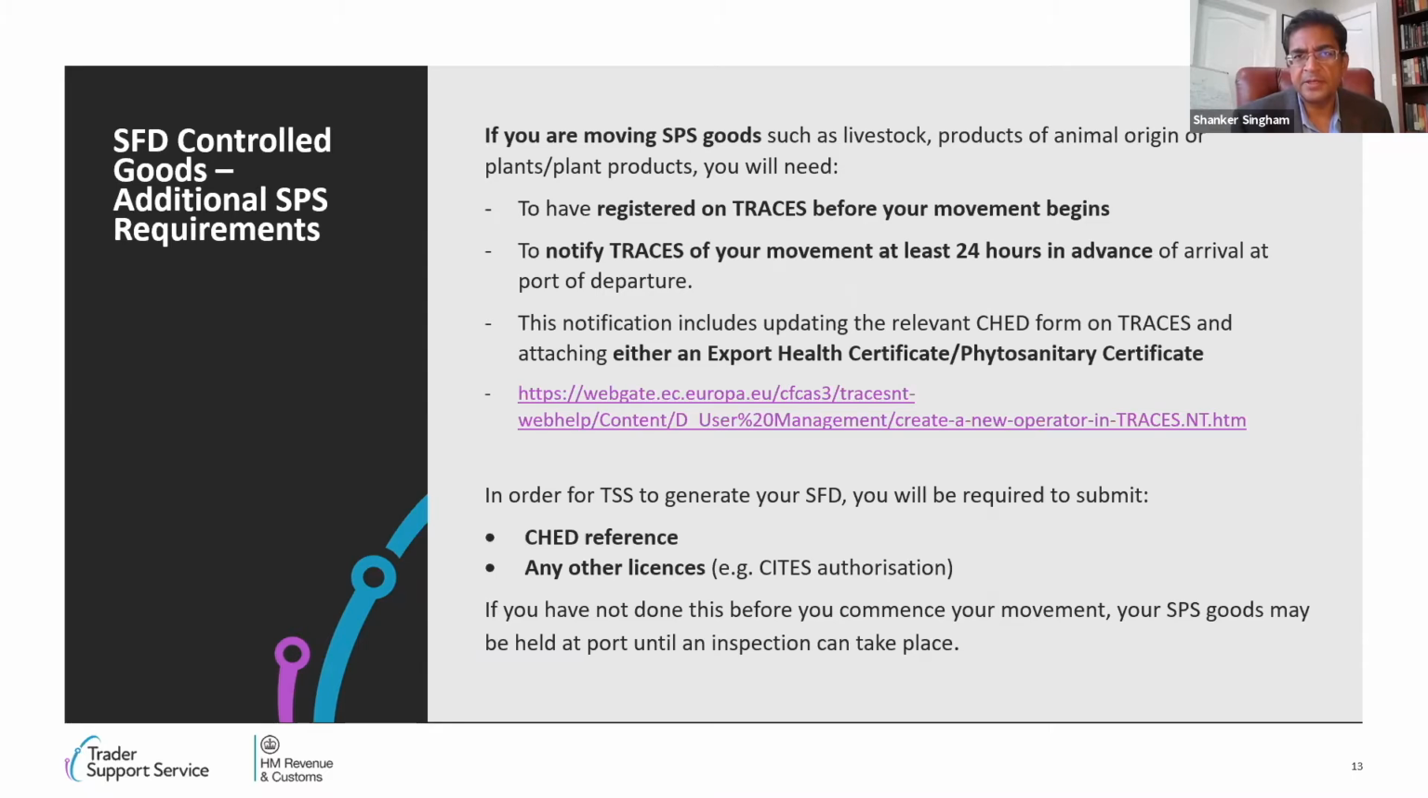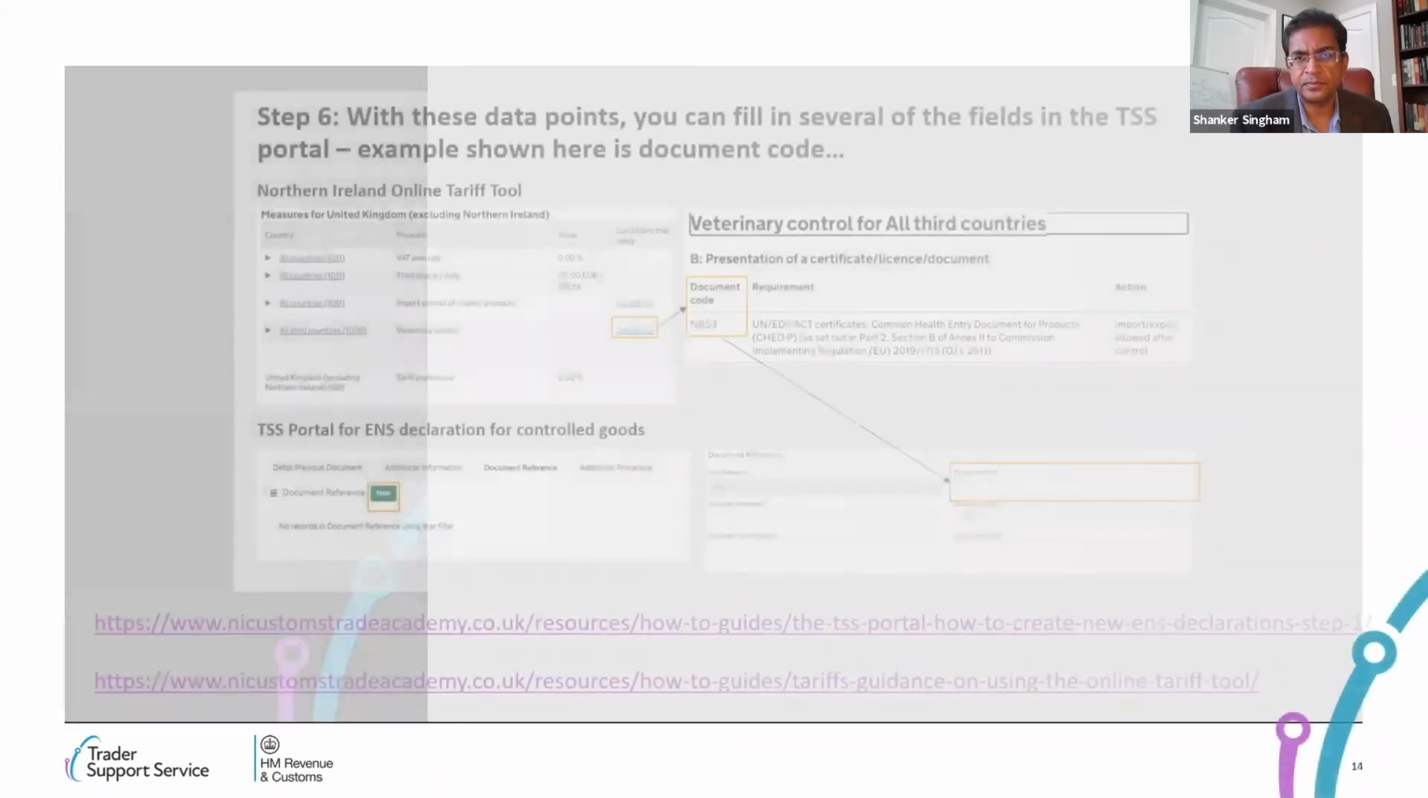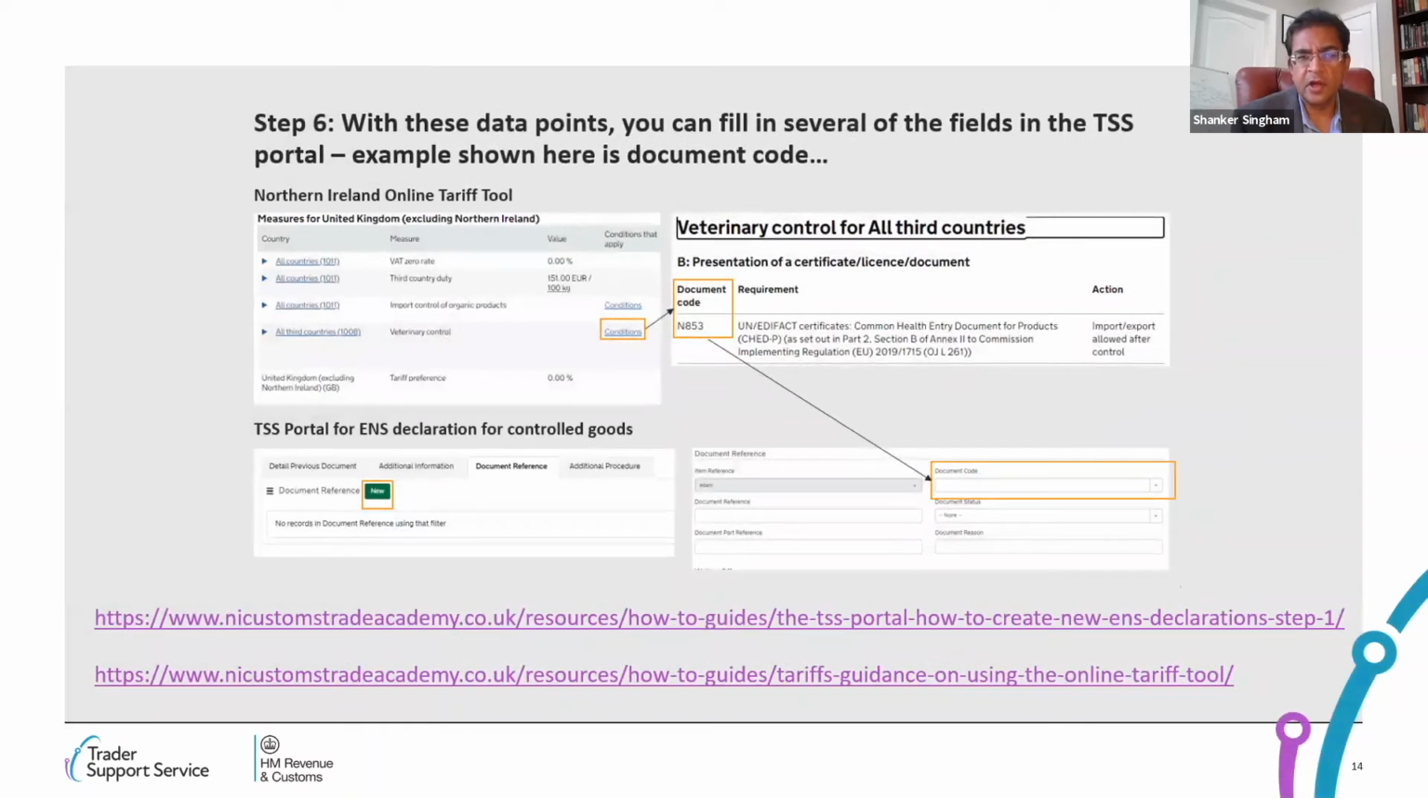If you go to the next slide, please. So this is just an example of what it looks like on the form. If you look at the Northern Ireland online tariff tool, you'll be able to get the relevant control, the relevant certificate that you will need. That can then be input into the form at the relevant place on the TSS portal. The TSS portal is the ENS declaration. That is what populates the SFD. So that's what that looks like for controlled goods, which is different from what it looks like for standard goods.